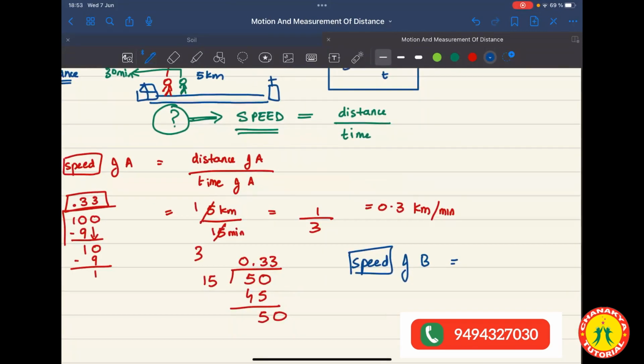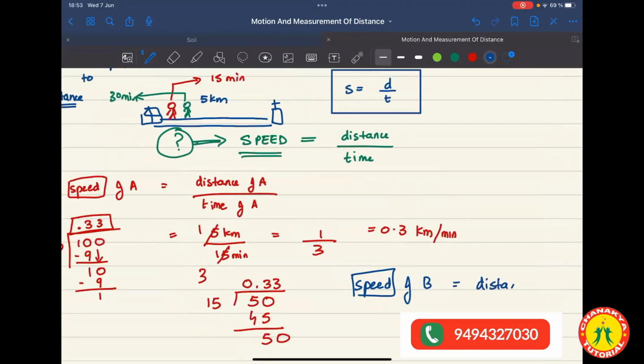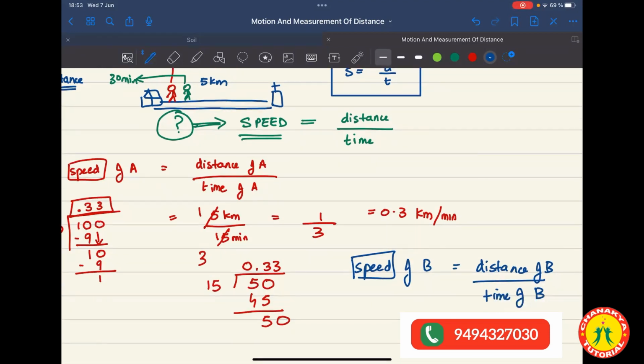Tell me, how will I write distance of B? Distance divided by time. Distance of B divided by time of B. Very good. Is anybody speaking in class? Yes, ma'am. I'm speaking the answer. Okay. Distance of B by time of B, which is equal to?